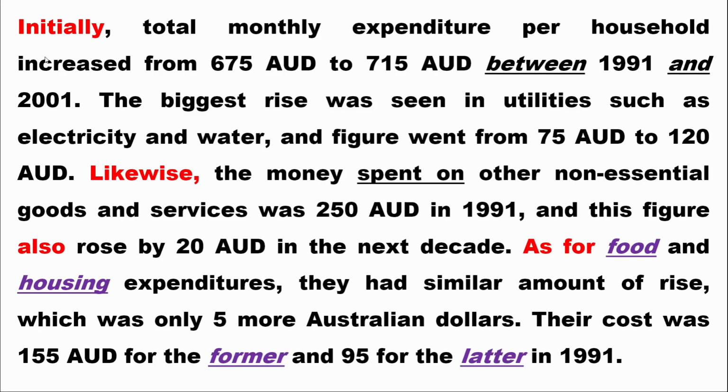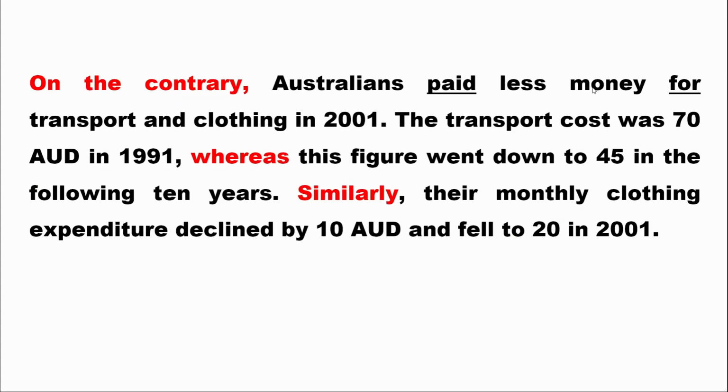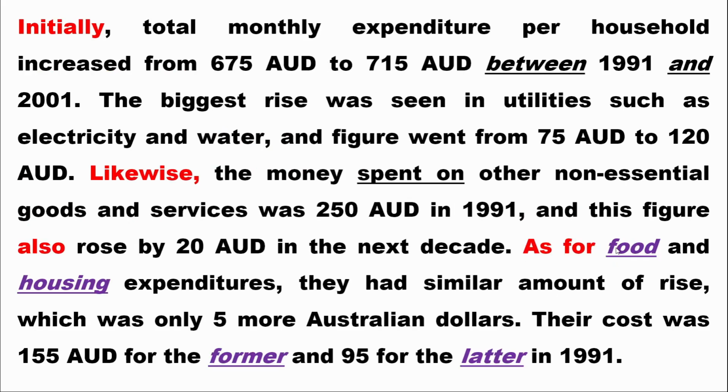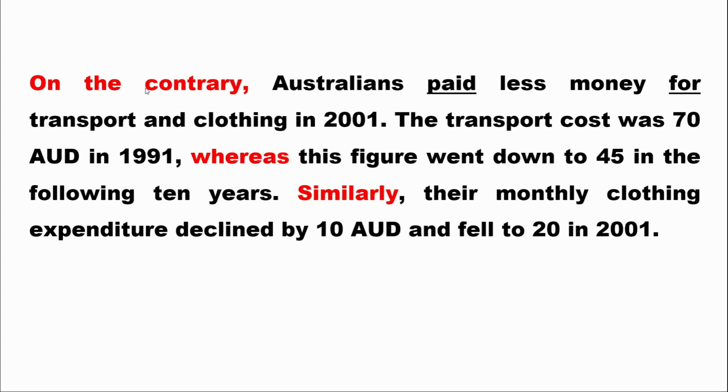So now again, as I told you, vary your structures, vary your vocabulary. So instead of using first, I use initially. Similarly, likewise, instead of from, to, I use between and. Spent on, and I use paid for. Talking about the same things as reference, I use former and latter. I use likewise, also, as for. And then here I use on the contrary, however, whereas, similarly. You see, I don't say likewise, likewise. I say similarly. I say likewise. I say while. I say whereas. I say however. I say on the contrary in the next paragraph or next sentence.